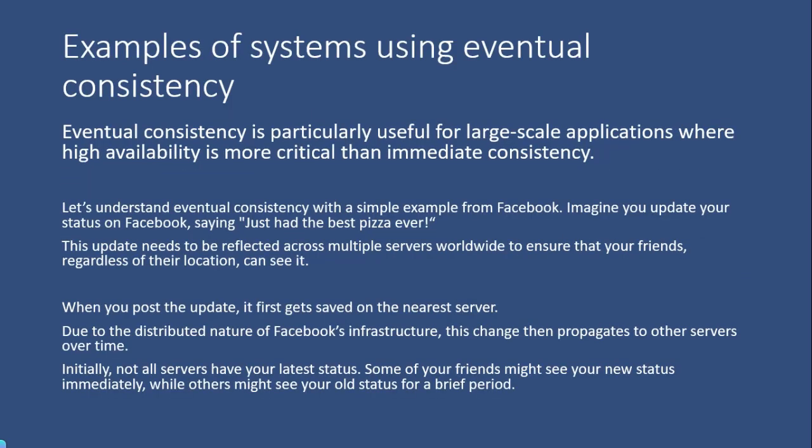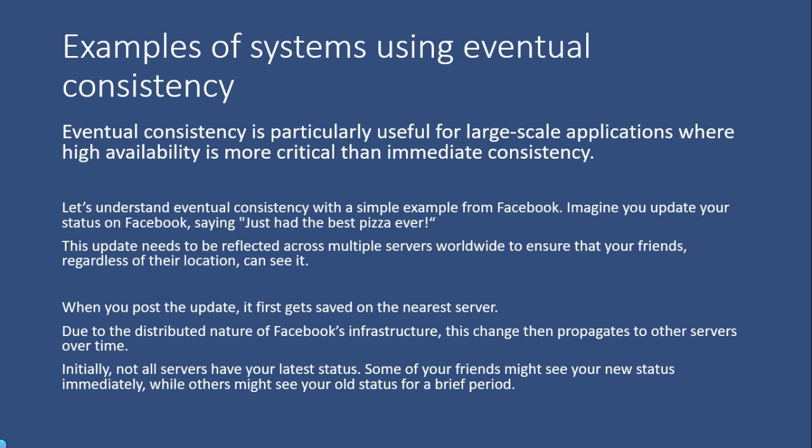Now we will understand this with some examples. Eventual consistency is used in large scale applications where high availability is more crucial than immediate consistency. The best examples for this are Apache Cassandra and Amazon's DynamoDB. They give you high availability. For consistency, we can go for Oracle or SQL Server, as most RDBMS give high consistency.